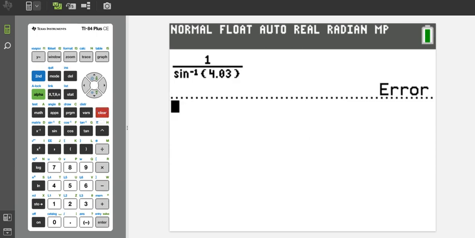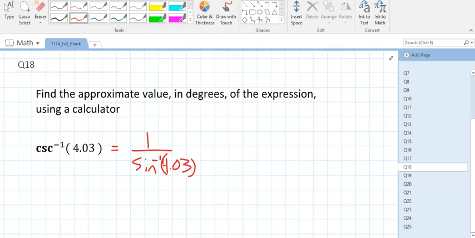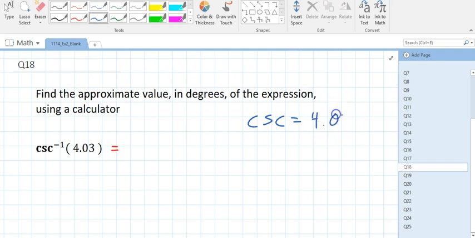Okay? So this is not exactly what we need. That doesn't work. Now let me put it this way. Remember that this is telling us that cosecant is equal to 4.03. Cosecant is equal to that.